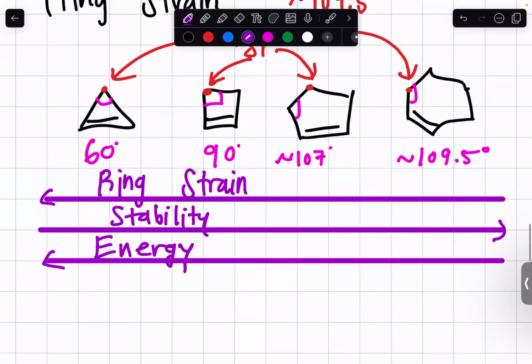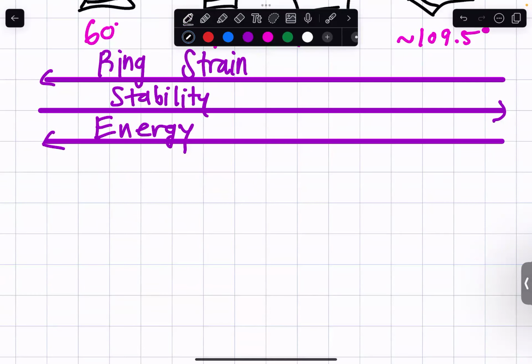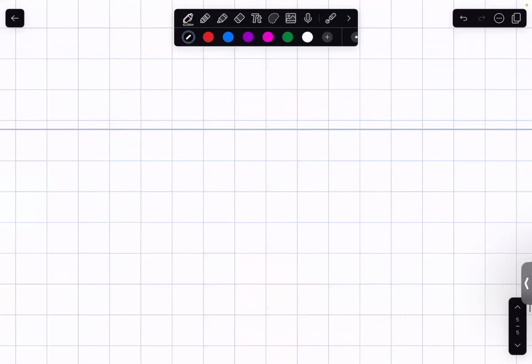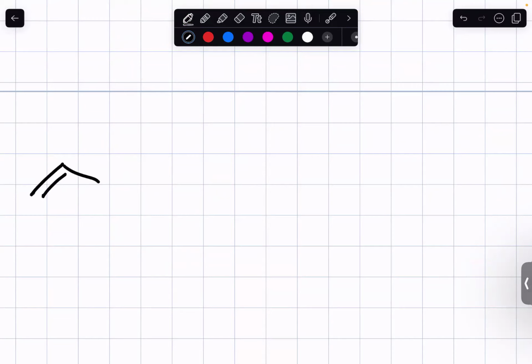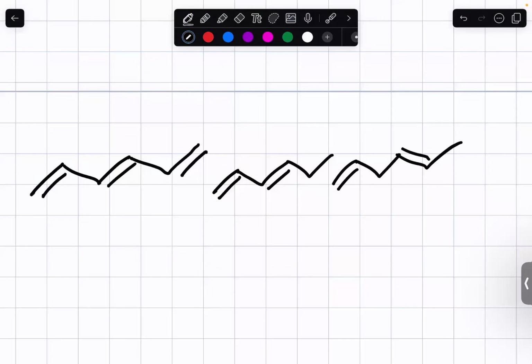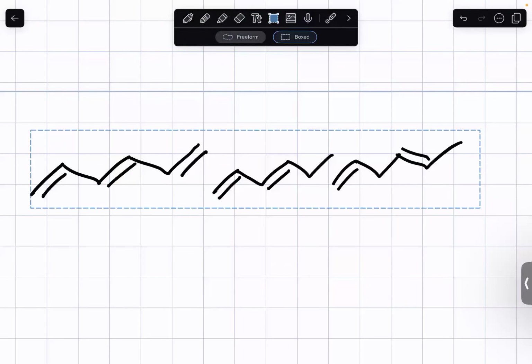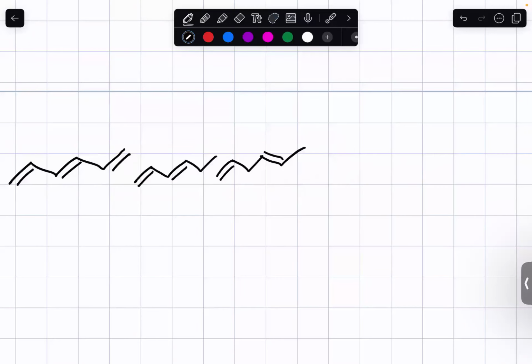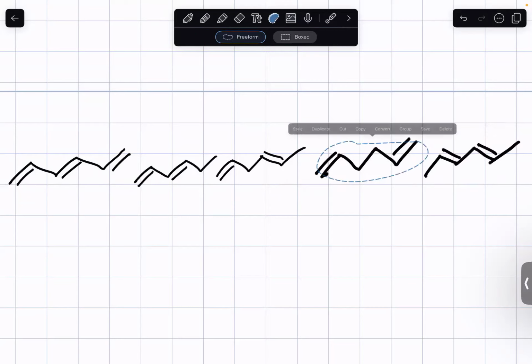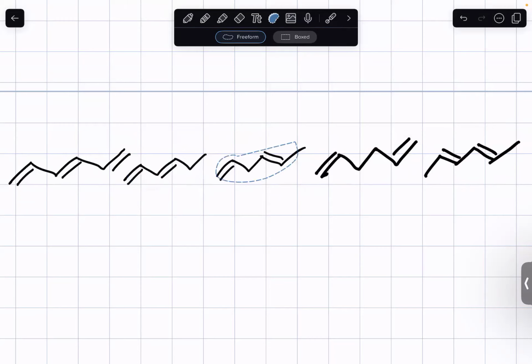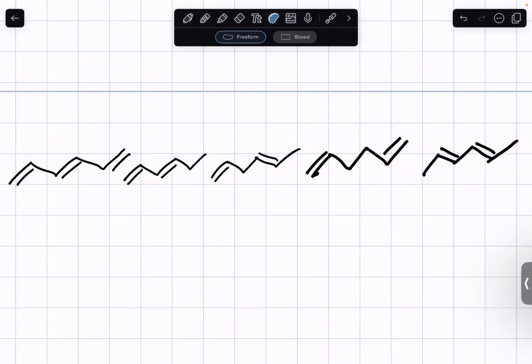Okay. So now let's do some practice problems where we are going to rank the following molecules in terms of the heat of hydrogenation. Not stability, but heat of hydrogenation, which is energy. It's the energy that it gives off when it's reacted with H2 and a metal catalyst. Let's say one is going to be the highest heat of hydrogenation, or energy, and five is going to be the lowest heat of hydrogenation.